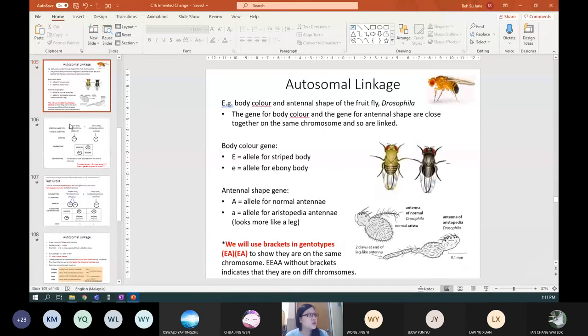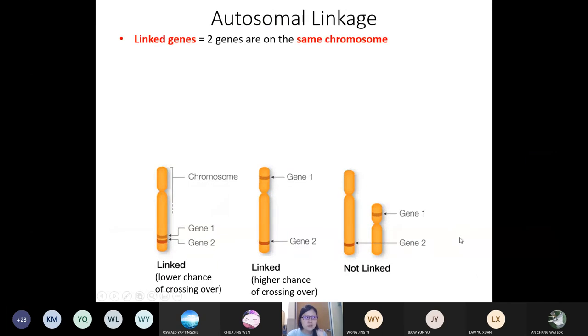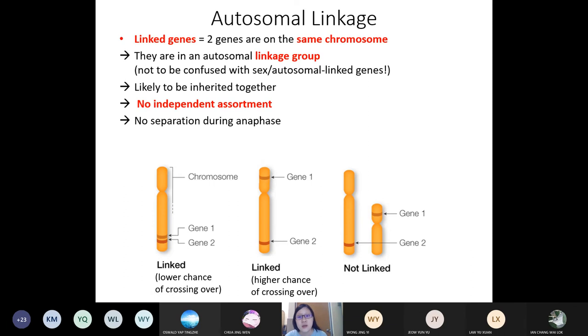I'm going to show you slides on autosomal linkage now. So again, autosomal linkage is about two genes being on the same chromosome. We say that these genes on the same chromosome are linked and they are all in an autosomal linkage group. That's why the word here is autosomal linkage, right? Not linked. It's linkage group. It means that these two genes will be likely to be inherited together, and there's no independent assortment and no separation during meiosis. We're talking about the separation of alleles, segregation of alleles.